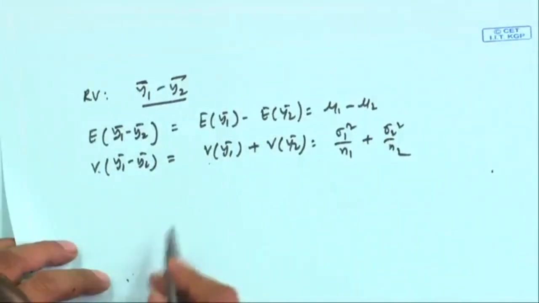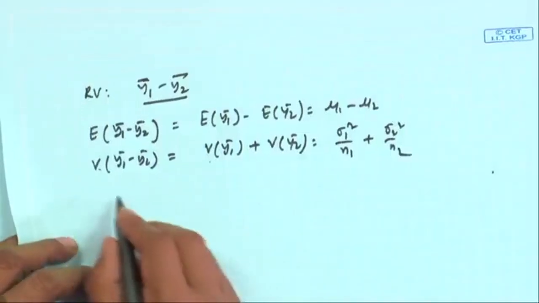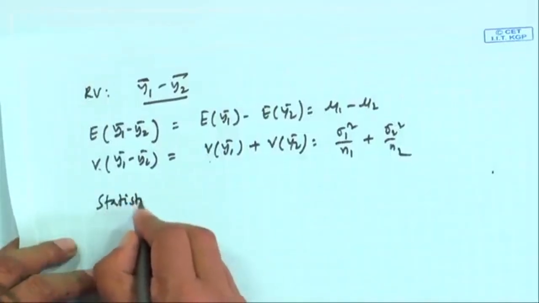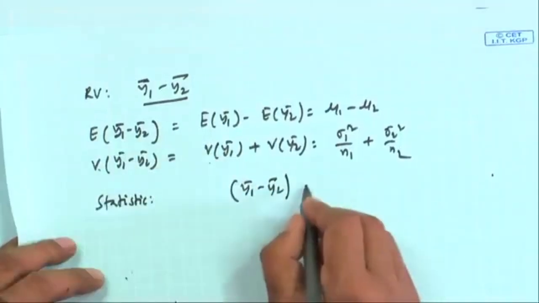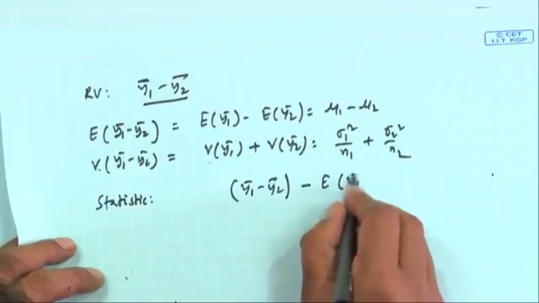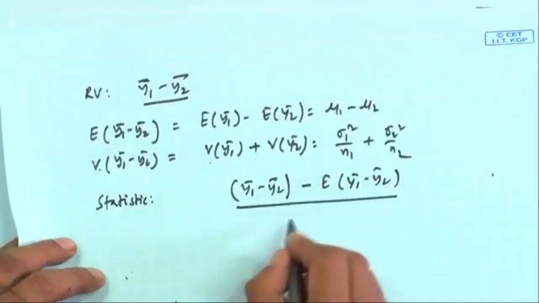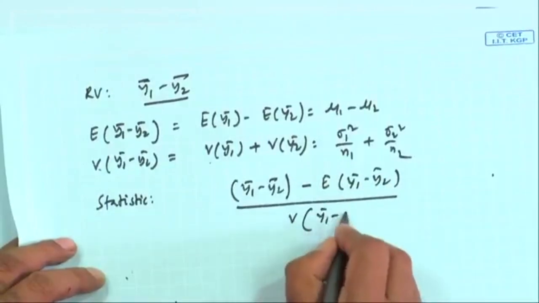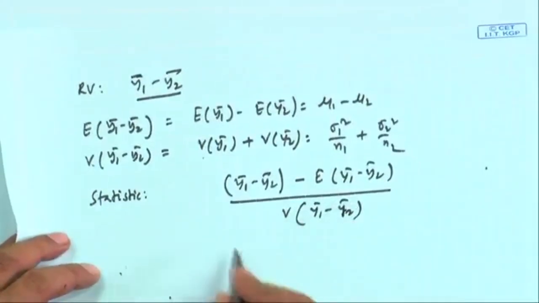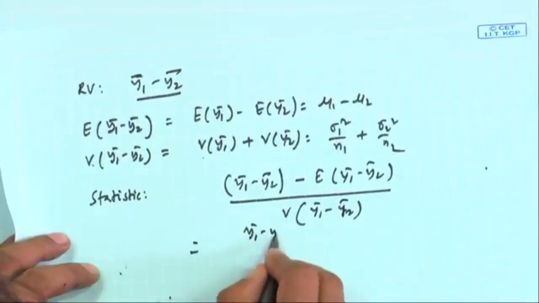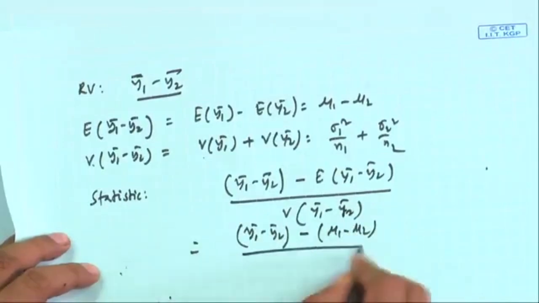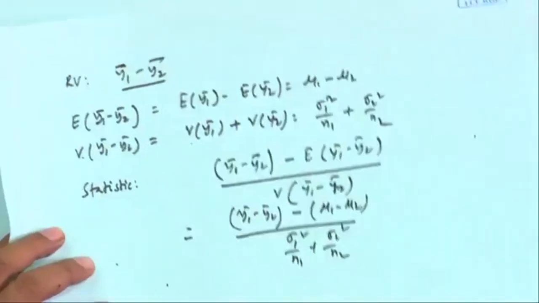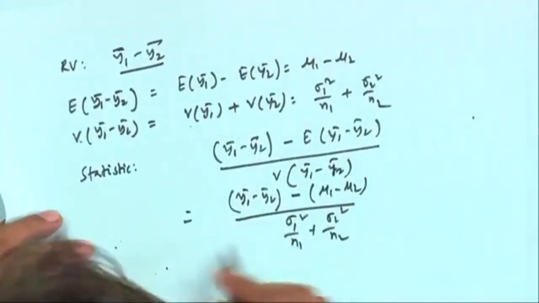Okay. Now, we will create a statistic here. That statistic is y1 bar minus y2 bar, the random variable, minus its expected value, divided by its standard deviation. This is nothing but y1 bar minus y2 bar minus mu1 minus mu2, divided by the square root of sigma1 square by n1 plus sigma2 square by n2. Okay. So, this is the statistic.